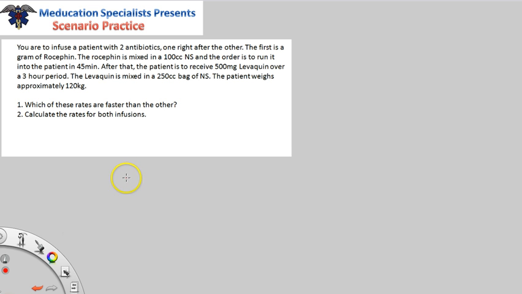The patient weighs 120 kilos. Question is, which of these rates are faster than the other? And calculate the rates for both infusions.